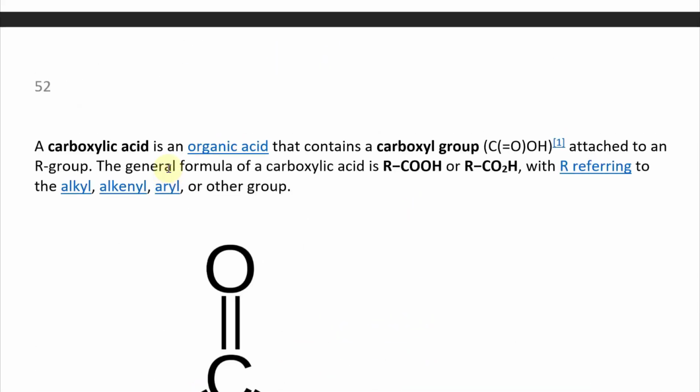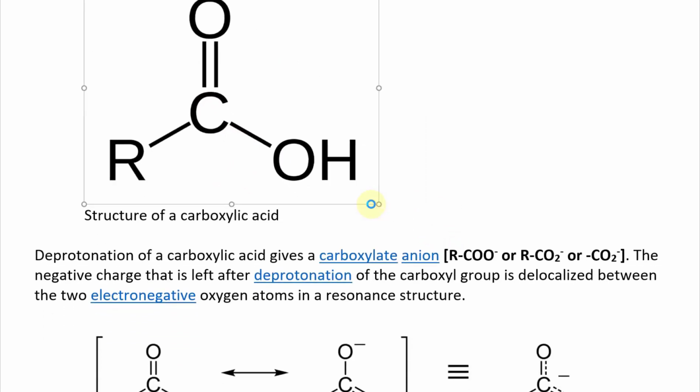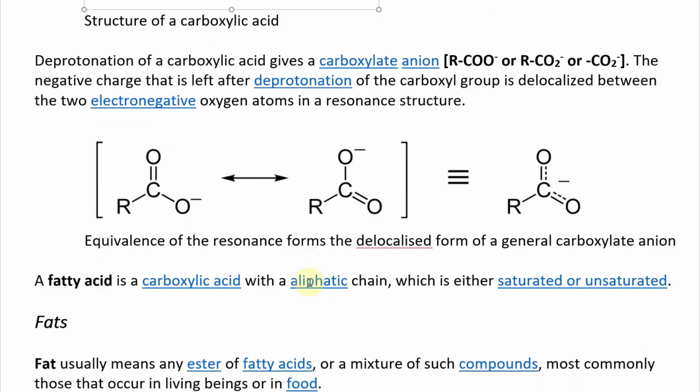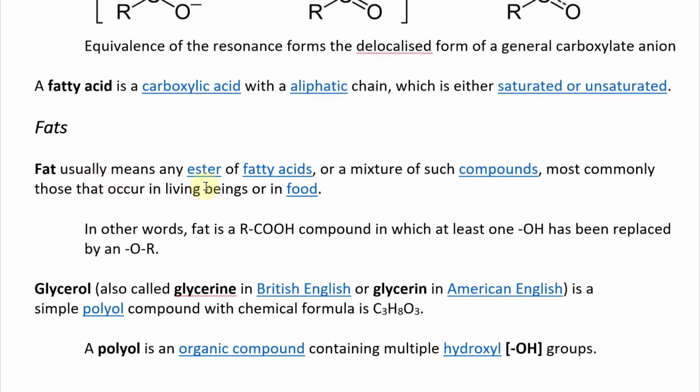So the carboxylic acid, which is this right here, is the structure of a carboxylic acid with an aliphatic chain, so it's not aromatic. I mean, it could be circular, but it's not aromatic, and it's either saturated or unsaturated. And this fat is an ester of that.